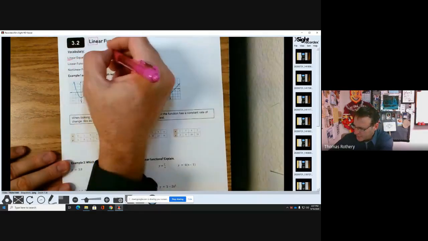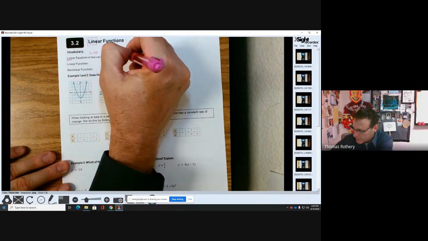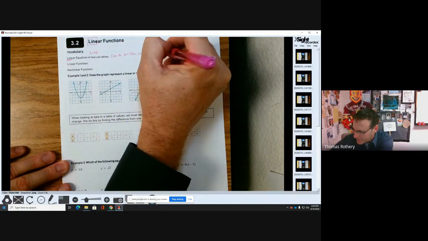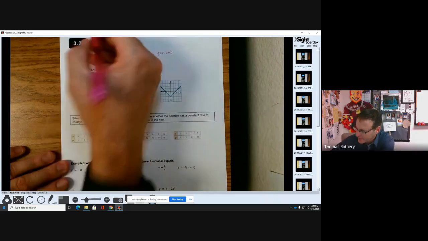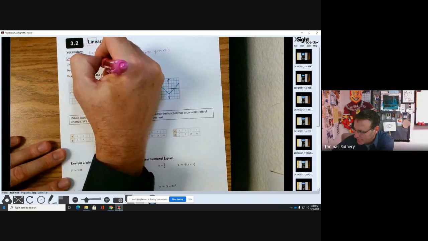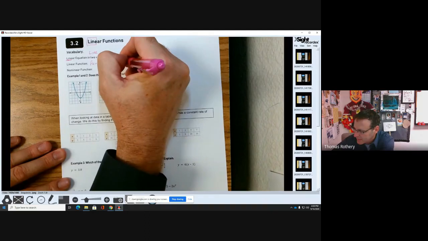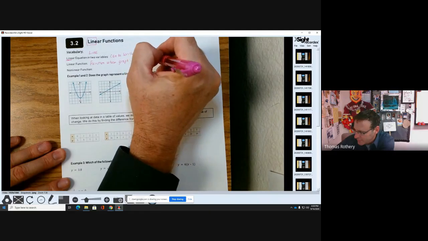And what we're going to say is that a linear equation in two variables can be written in the form y equals mx plus b. Okay? Easy. A linear function is a function whose graph is a non-vertical line. It's a function, which we talked about, whose graph is a non-vertical line.